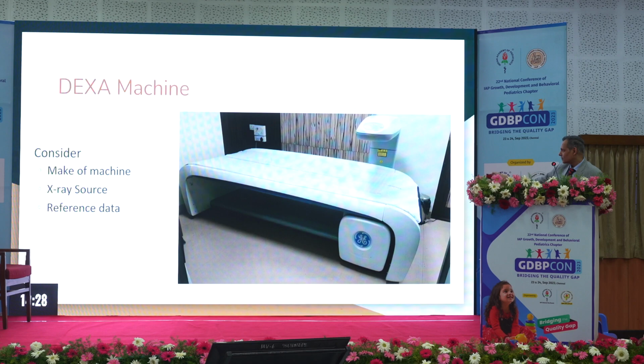Now that's a DEXA machine. We have this iDEXA fan beam. Our unit has 3 DEXA scanners now, and we also have a peripheral computerized tomography for what is known as pQCT, for volumetric density. But what you commonly will see in your practice whenever you send a patient for bone density assessment is the report given by a DEXA machine. So you need to understand the make of the machine, the X-ray source, and the reference data for that particular population.